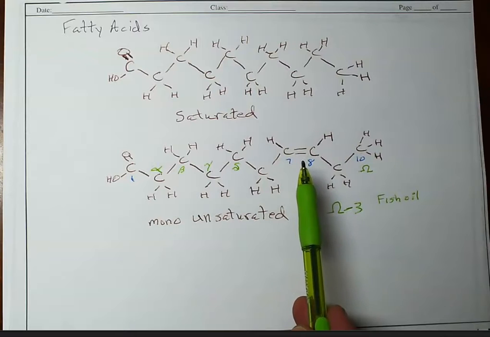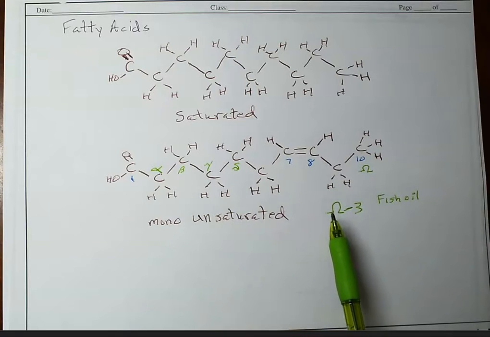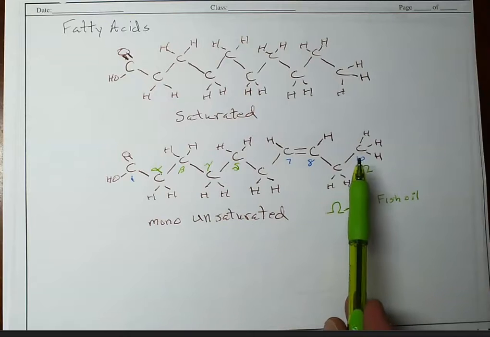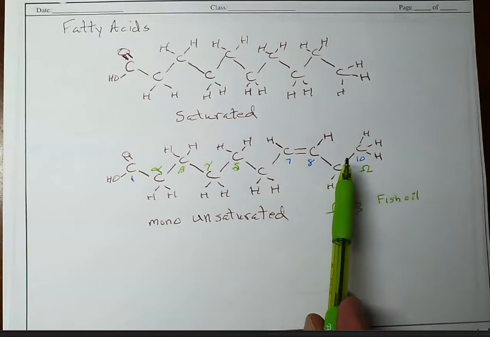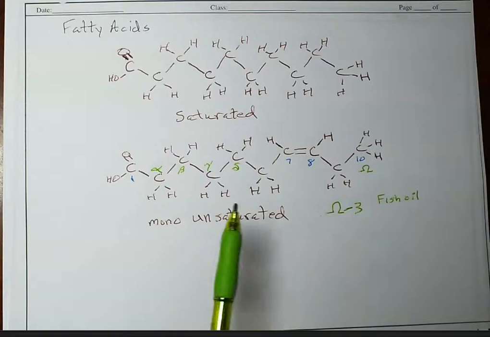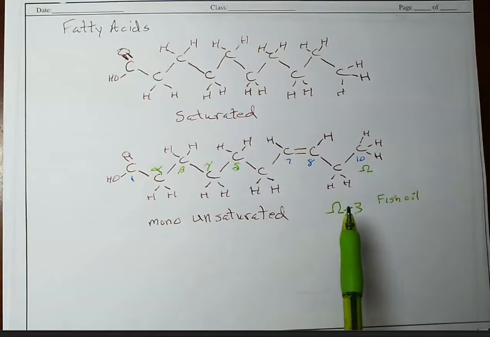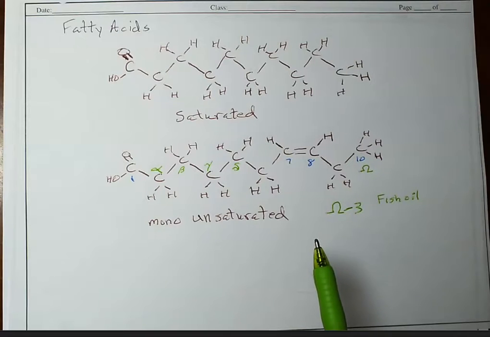Monounsaturated means there's only one double bond. Where the double bond is located is denoted by where it is in relation to the end, the omega end of the molecule. Here it's the third one that makes it an omega-3. We know that omega-3s come from fish oil. That's why you can get fish oil capsules, cod liver oil, etc.